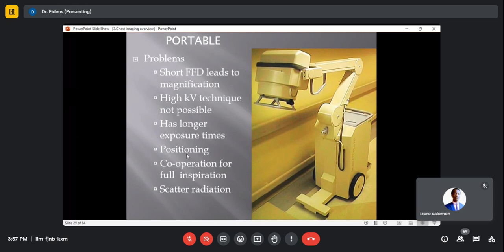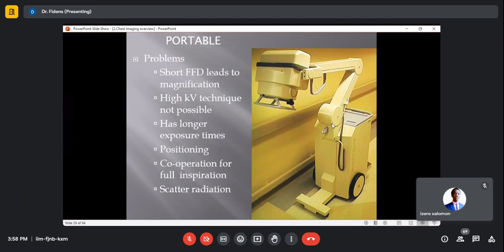Number four, the positioning of the patient. Those patients are not positioned as you wanted. We just make sure we have gotten the film, but it's not good positioning. There is almost always rotation. You cannot get full inspiration from those very sick patients, meaning the lungs will not be expanded as we wanted. And there is scatter radiation, because in the fixed machine there is some material put in so that there is no deviation of the X-rays taking another direction.